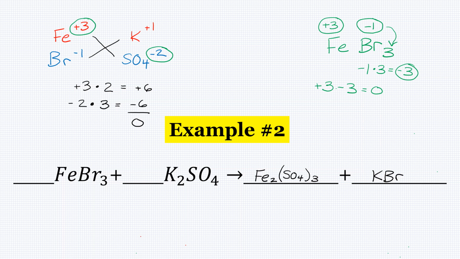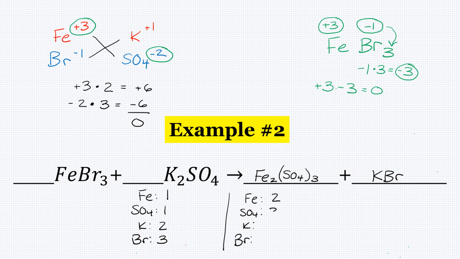All right, now to balance, let's make our table. So I've got iron, SO4, potassium, and bromine. Same thing on the other side. Okay, so I see 1, 3, 2, and again, watch that 4. That 4 is part of our polyatomic, so there's just 1 there. 2, 3, 1, 1. Okay, let's go ahead and balance.